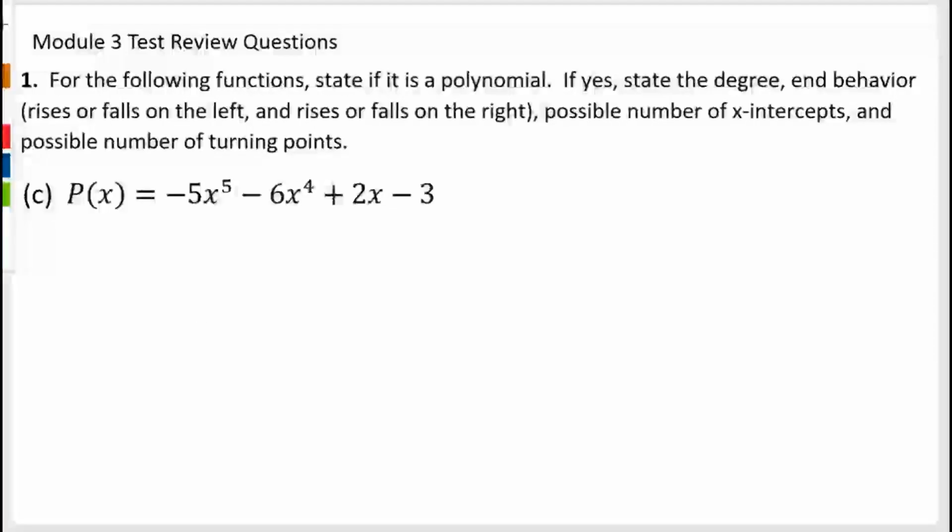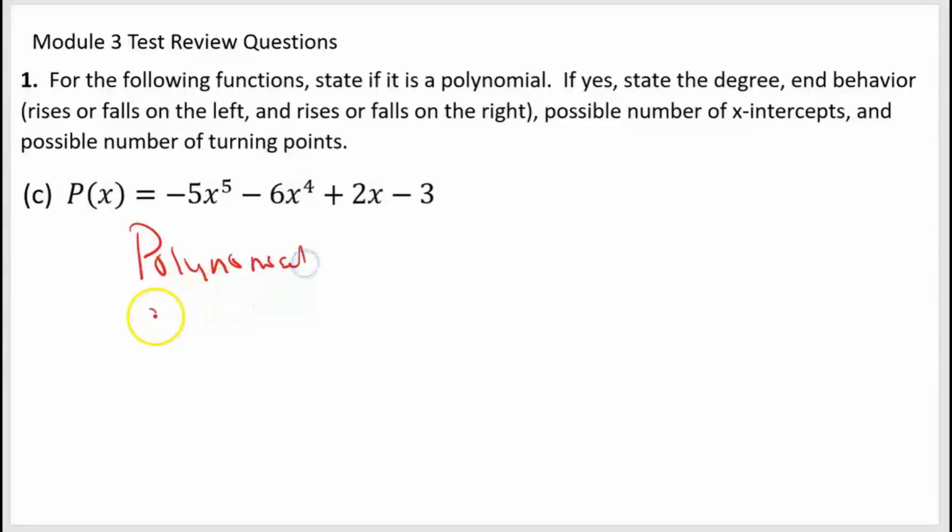We are looking at p of x equals negative 5x to the fifth minus 6x to the fourth plus 2x minus 3. Notice the degree is 5, and it is a polynomial. I don't have any negative exponents. I don't have any fraction exponents. I don't have any denominators. I don't have any radicals like square roots, cube roots. So this is definitely a polynomial.